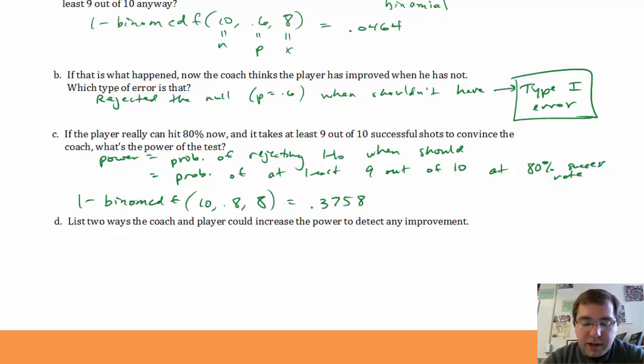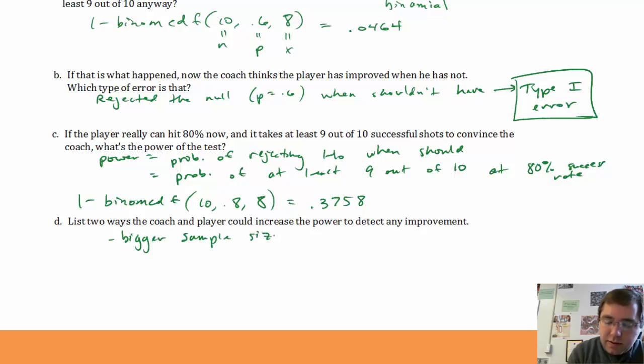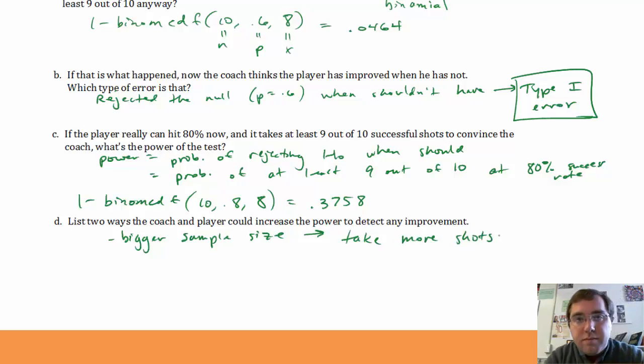So let's list 2 ways the coach and the player could increase the power to detect the improvement. Well, remember we had 4 ways that we could increase the power. Really, there's only 2 of them that we have control over. We can't control the effect size, but we can control the sample size. Sample size here is the number of shots he takes. So we could go for a bigger sample size. Bigger sample size means more power, or bigger sample size here means take more than 10 shots.